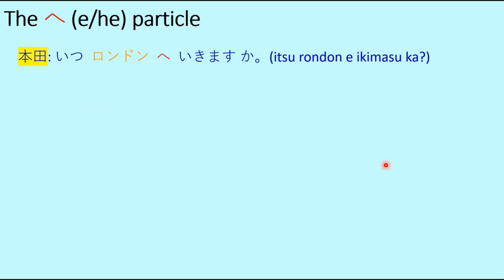What is this? Itsu rondon e ikimasu ka? That means itsu means when, rondon is written in katakana, that means this is London. Ikimasu ka, that means going. So when are you going to London? Itsu rondon e ikimasu ka? When are you going to London?